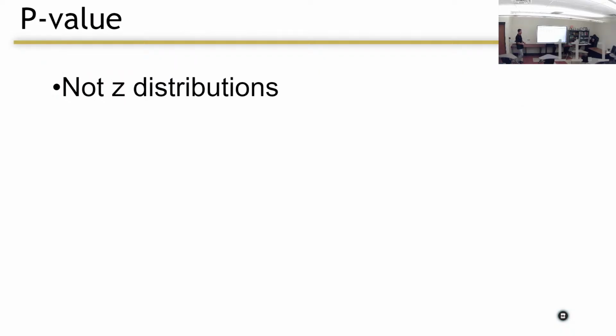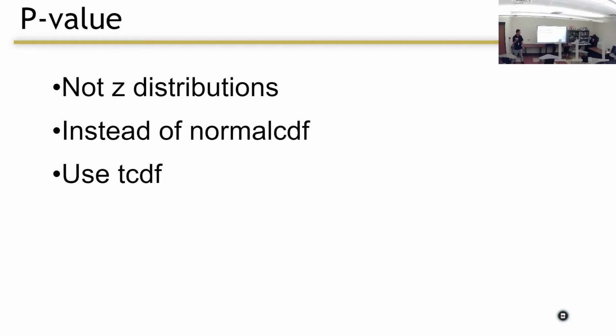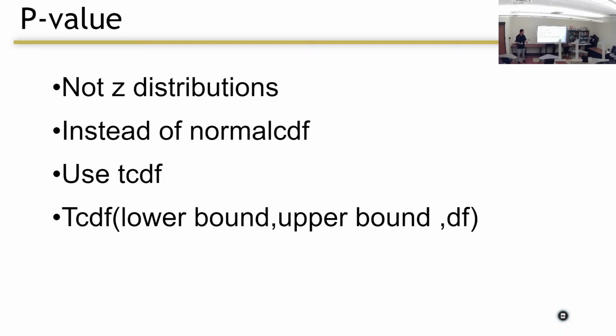We're not talking normal distributions. We're not talking Z distributions. We're talking T distributions. And so we're going to use T CDF, not normal CDF. It always goes your lower bound, your upper bound, and then your degrees of freedom. Of course, it still tells you this, right? Left bound, upper bound, and DF.